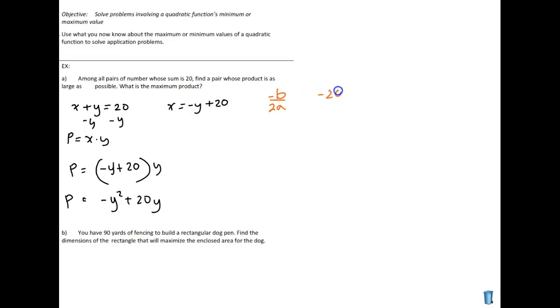So this is going to be negative 20 over 2 times negative 1. So negative 20 over negative 2 is 10. So this is going to give me a maximum when y equals 10. This is going to be my maximum point, right? So if y equals 10, well then, what does x equal? Think back to here, x plus y equals 20. So x also has to equal 10. So your max product would be 10 times 10, which is 100.